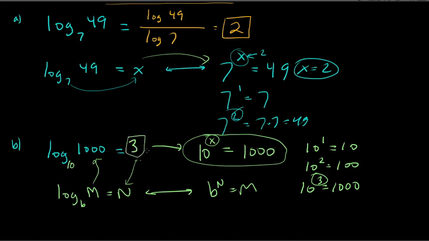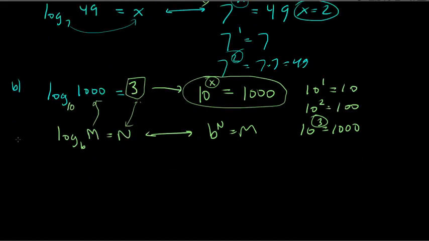And of course you can use your calculator and check. In fact, you don't need the change of base formula. Just put in log of 1,000 and it'll spit out 3. Okay, let's do a few more. So part C. How about, oh, this is a good one. How about e to the power ln of 7.21?